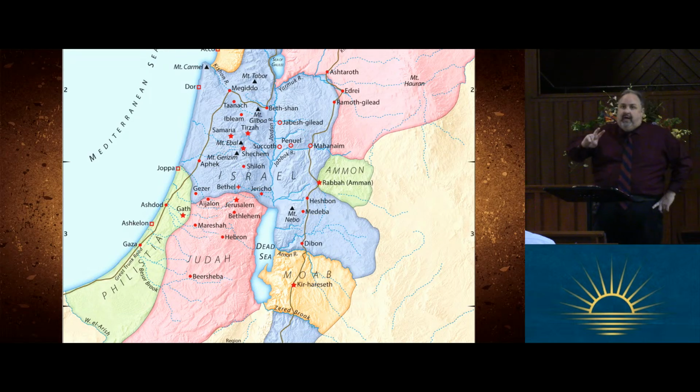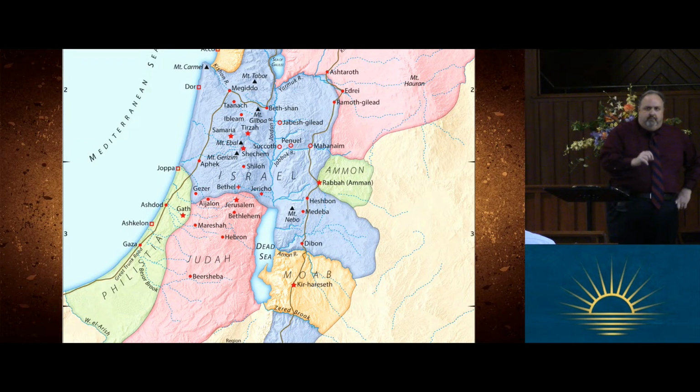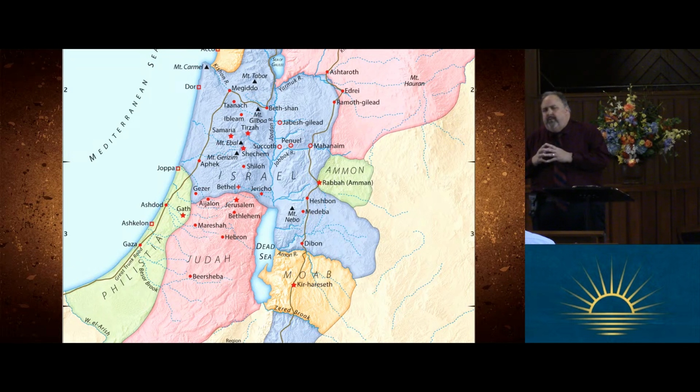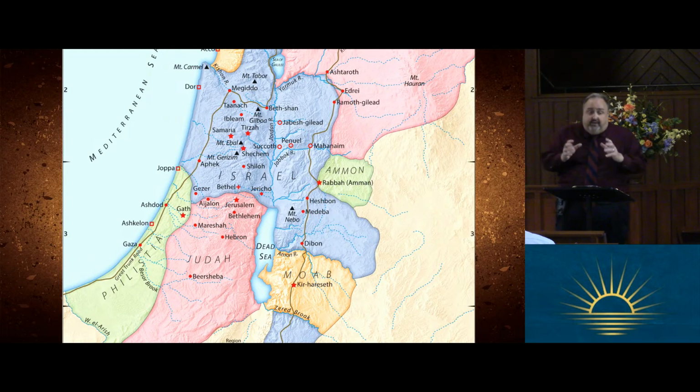The two royal tribes, Judah and Benjamin. Benjamin's right north of Judah. And those two tribes, even though they didn't necessarily get along, they make up the tribes of the southern kingdom. Benjamin is a royal tribe. What do I mean by that? What tribe was Saul from? Benjamin. And that makes it a royal tribe.